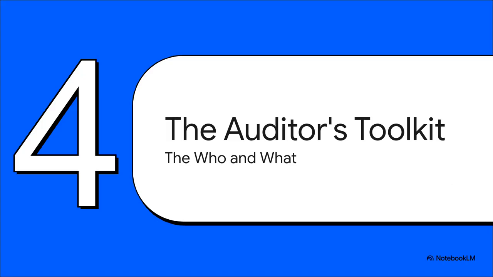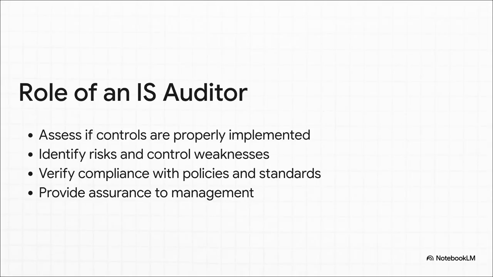So who is this person that's double-checking the work of the security team? Well, that would be the information systems auditor. So let's take a closer look at what they actually do. An IS auditor really wears a bunch of different hats. They're part investigator, digging in to see if controls are really in place and working. They're a risk manager, trying to spot weaknesses before the bad guys do. They're also a compliance officer, making sure the organization is following all the rules and regulations. And at the end of the day, they are messengers, providing that crucial assurance to the higher-ups that the company's digital crown jewels are actually safe.